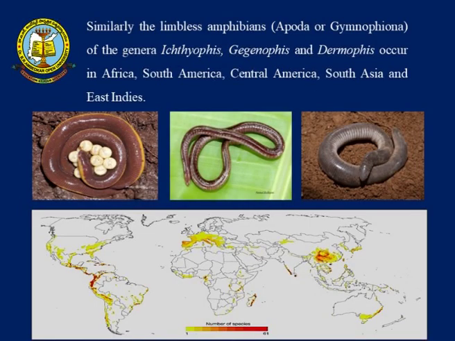Similarly, the limbless amphibians, the Apoda or Gymnophiona, of the genera Ichthyophis, Geotrypetes and Dermophis occur in South Africa, South America, Central America, South Asia and East Indies, and are not found anywhere else.